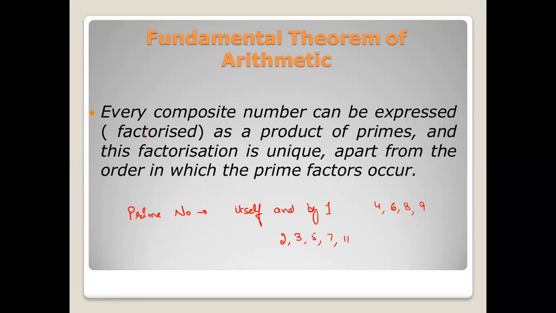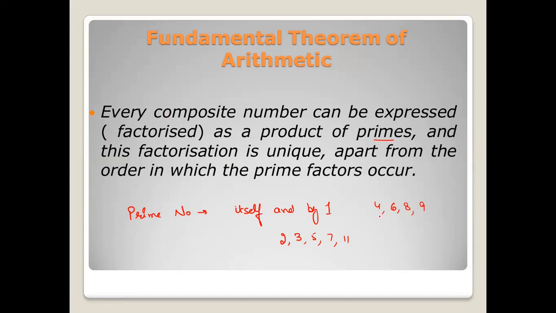अब क्या बोल रहा है कि every composite number can be expressed, means factorized, as a product of primes, and this factorization is unique apart from the order in which the prime factors occurs. तो इसका मतलब समझ लेते हैं वो कहना क्या चाह रहा है, राइट? कि कोई भी आपका कॉम्पोजिट नंबर है, अगर हम उसको एक्सप्रेस करें या फिर उसको हम बोल दें फैक्टराइज करें, किसमें? As a product of primes.